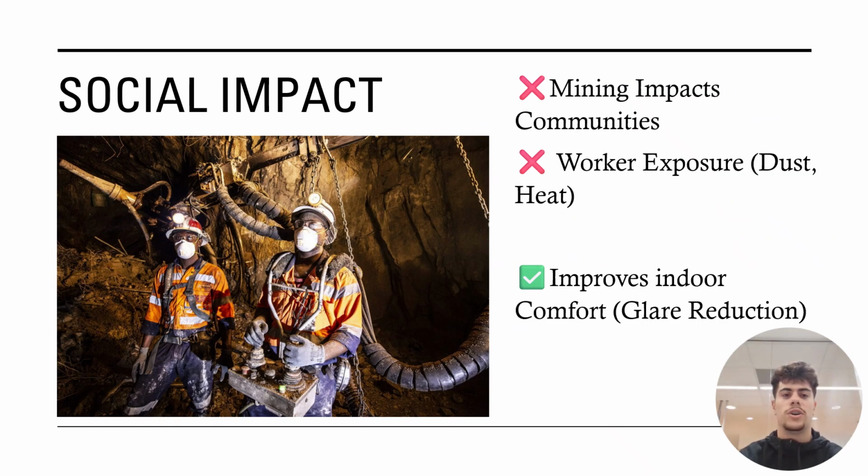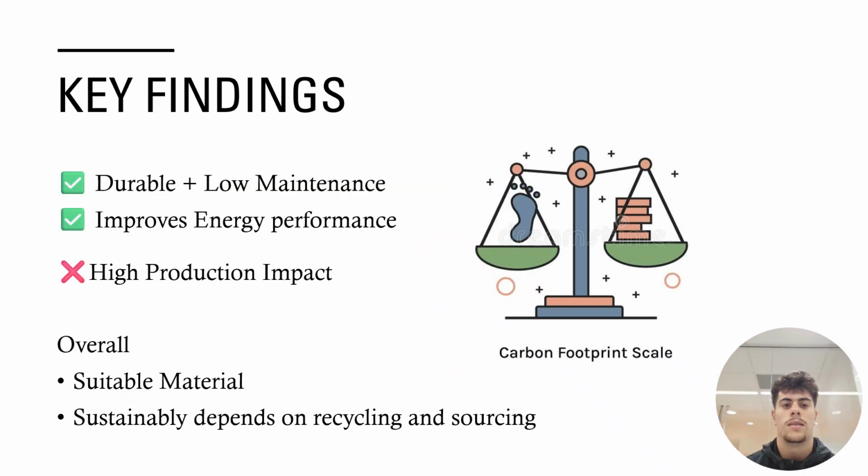Social impacts include mining and production, which can negatively impact workers and communities. Overall, aluminium is effective in use, but its sustainability depends on reducing production impacts and increasing recycling.